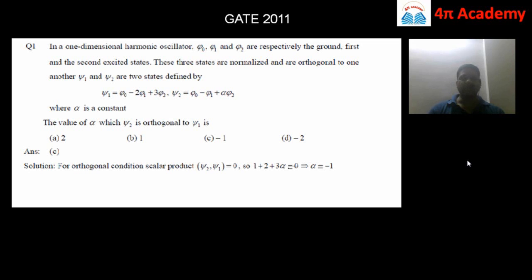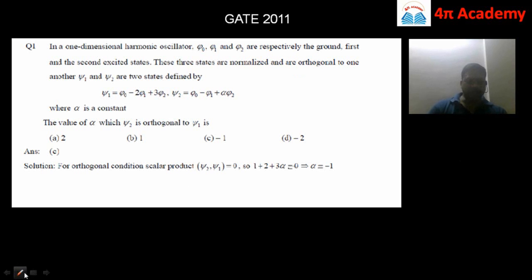Psi 1 and psi 2 are the two states defined by psi 1 is equal to phi 0 minus 2 phi 1 plus 3 phi 2 and psi 2 is equal to phi 0 minus phi 1 plus alpha phi 2, where alpha is constant. The value of alpha for which psi 2 is orthogonal to psi 1 is what we have to find out.